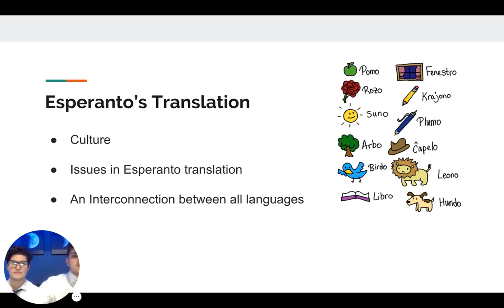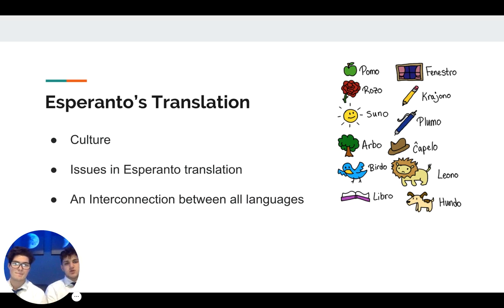Now, let's talk about Esperanto translation. There are three ways Esperanto has mix-ups in translation and brings people together: culture, issues in the Esperanto translation, and an interconnection between all languages. When it comes to culture, it brings everyone together through a simple language, as we discussed earlier. Languages such as English, Yiddish, French, German, Italian, and Spanish all come together in this one universal language and fair communication tool, Esperanto.